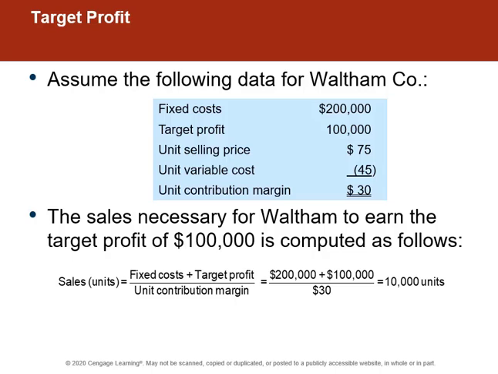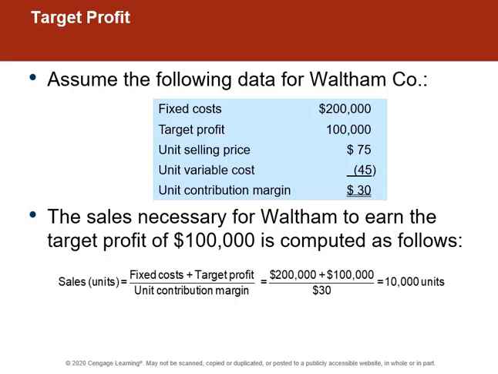All right, so this time we're looking at the Waltham Company. They have fixed costs of $200,000. They really want to make a profit of $100,000. All right, their unit selling price is $75. Their unit variable cost is $45. That leaves them with a unit contribution margin of $30 per unit.